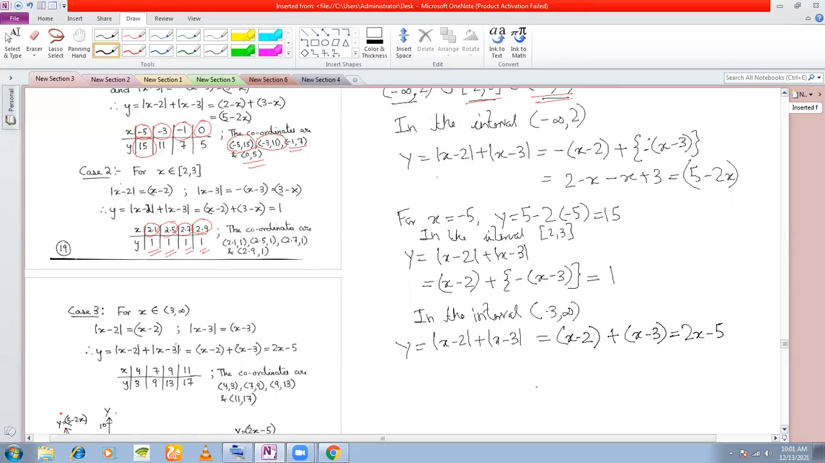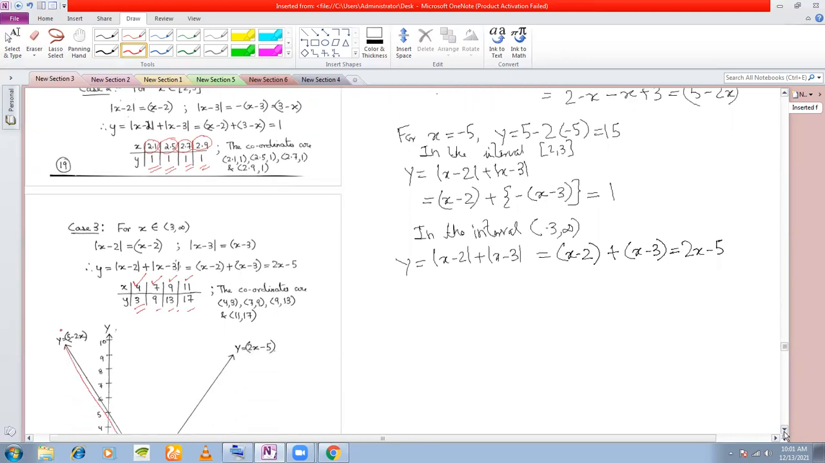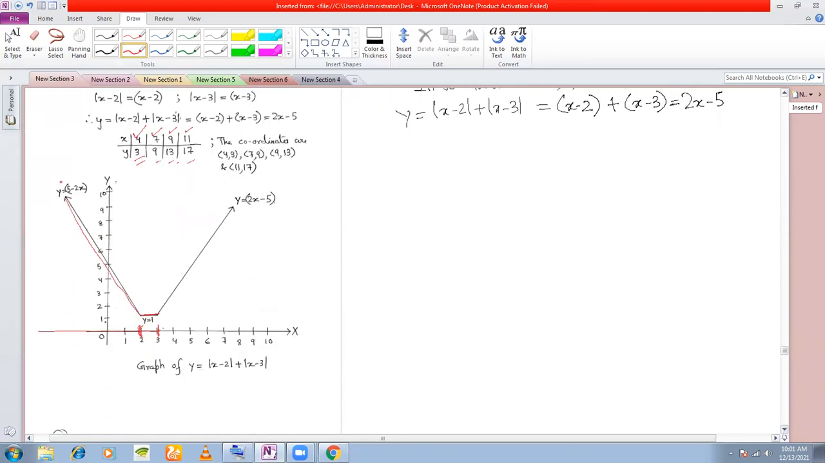So now you can draw the straight line y is equal to 2x minus 5 easily. You take convenient values to plot, x equal to 4, 7, 9, 11, and you get 3, 9, 13, and 17. You plot these, and in the interval 3 to infinity, which part of the graph am I plotting? Only this part. So I start from here, plot the points I've got, and join them with a straight line.